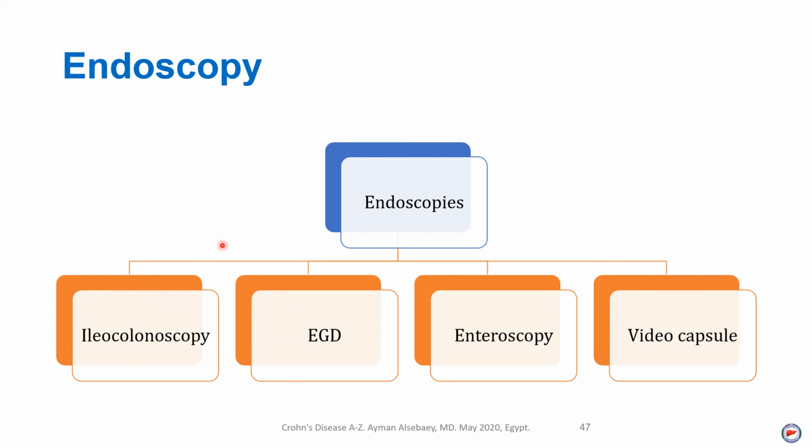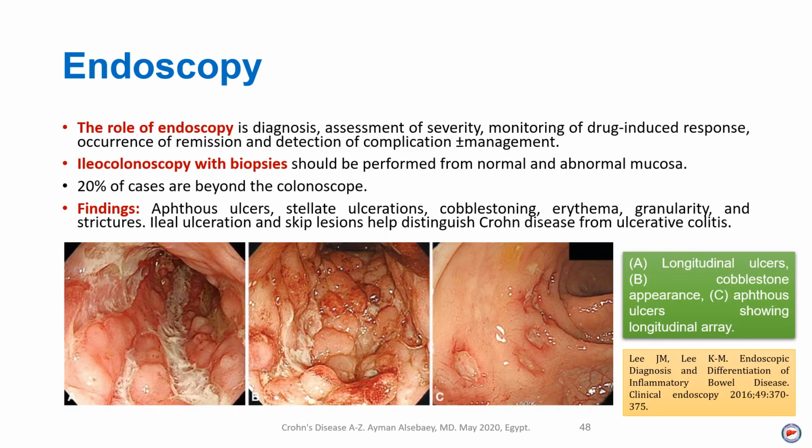The conventional ileocolonoscopy, we may need upper endoscopy, EGD, we may need enteroscopy, and we may need video capsule. Ileocolonoscopy is the gold standard endoscopy in patients with Crohn's disease because we have said before that 50% of the patients will have disease confined to the ileocecal region, but 20% of the cases will be beyond the colonoscope. Okay, so imaging will be complementary.